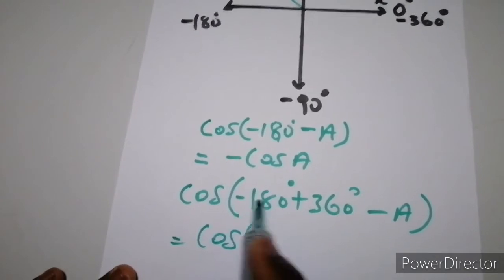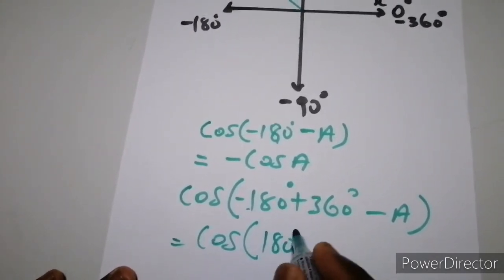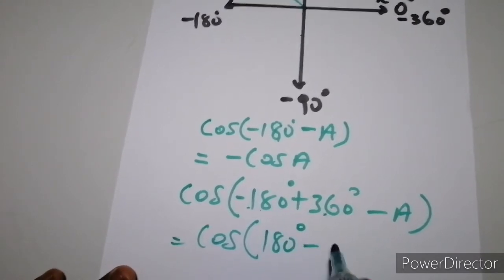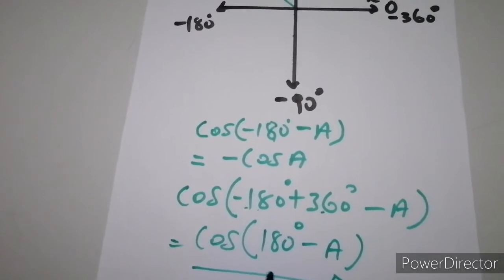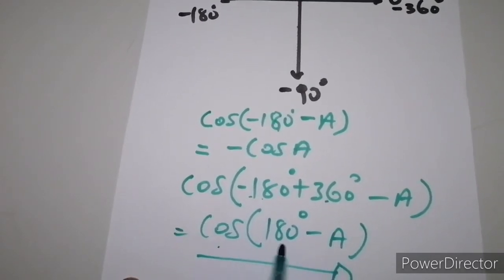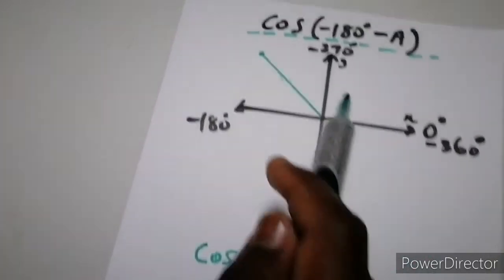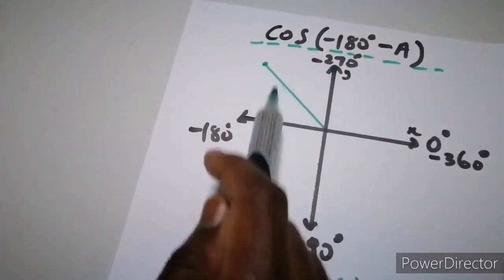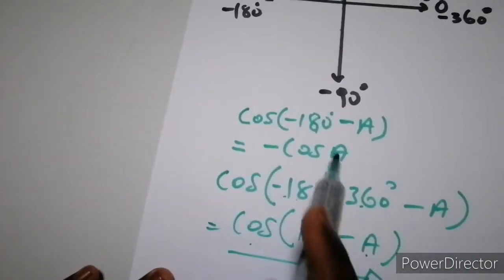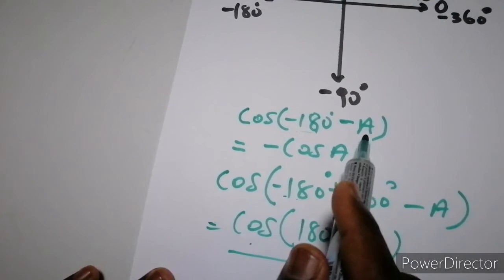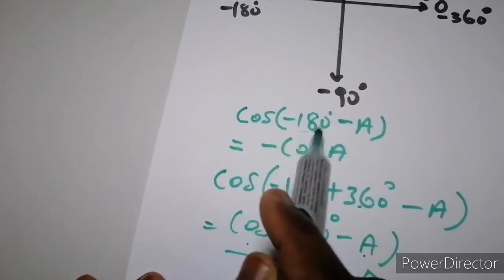Now we have cos of negative 180 plus 360, which is 180, then minus theta. Because we learned about the positive angles reduction formula, you know exactly where 180 minus theta is. 180 is positive, minus theta is in the second quadrant. So if you don't understand negative angles, please add 360 until you find the angle positive.